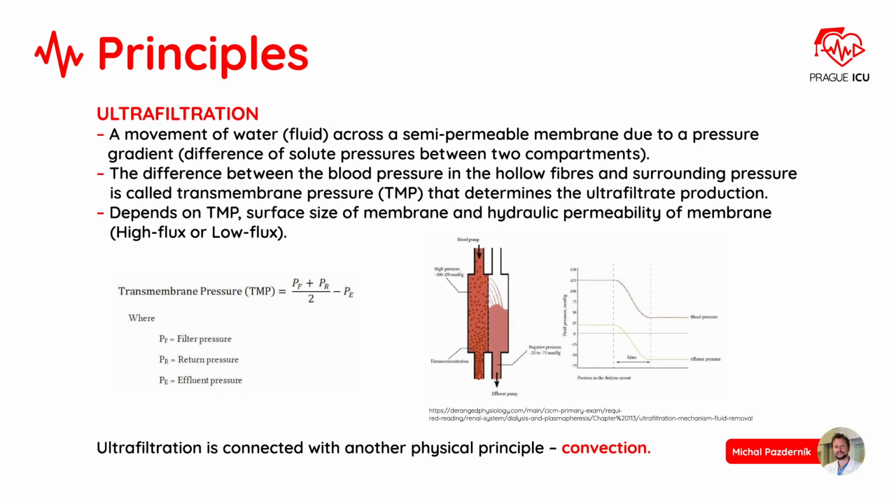Ultrafiltration is a movement of water across a semi-permeable membrane due to a pressure gradient, a difference of solute pressures between two compartments. The difference between the blood pressure in the hollow fibers and surrounding pressure is called transmembrane pressure, that determines the ultrafiltrate production. Ultrafiltration depends on TMP, surface size of membrane, and hydraulic permeability of membrane. Ultrafiltration is connected with another physical principle, convection.